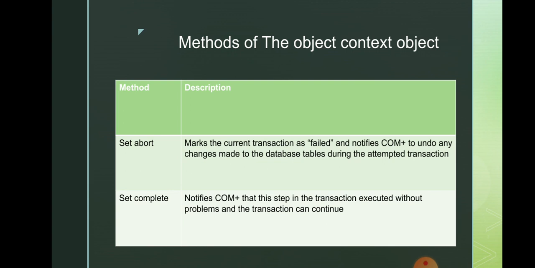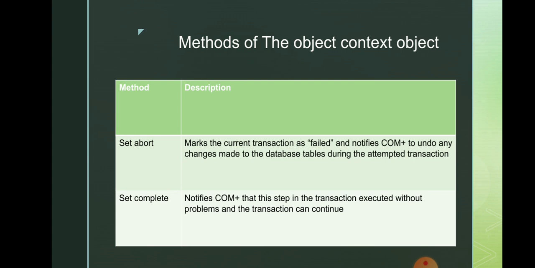Set abort means marks the current transaction as failed and notifies the component to undo any change made to database tables during the attempted transaction. We can undo any changes. Set complete. This is the final stage after the transaction executed without any problems, and the transaction can continue. Set abort means the transaction will fail in part. Set complete means it will be successfully finished.